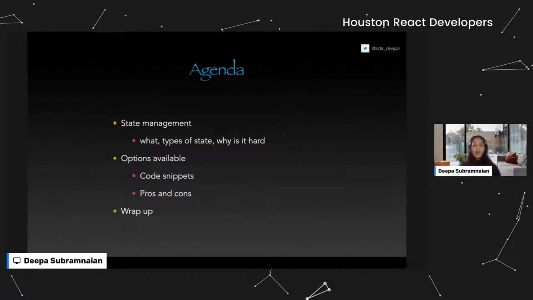Okay, let's see. We will be talking about state management. What is it? The types of state in React, and why state management is hard. And what are the options available? And we'll see a small code snippet of each and every one of them, and we'll discuss the pros and cons of each, and we'll wrap it up at the end.